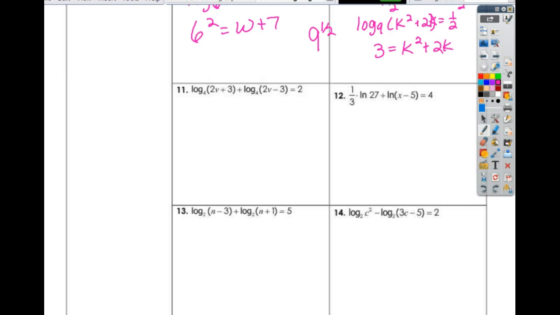Okay, let's do number 11. What does the plus mean? So I get 2v plus 3 times 2v minus 3. Is the log by itself? Once the log is by itself, we're going to switch it to exponential. So this becomes 4 to the second power, (2v plus 3 and 2v minus 3). So what is 4 to the second power? 16, and then we're going to multiply on the other side.